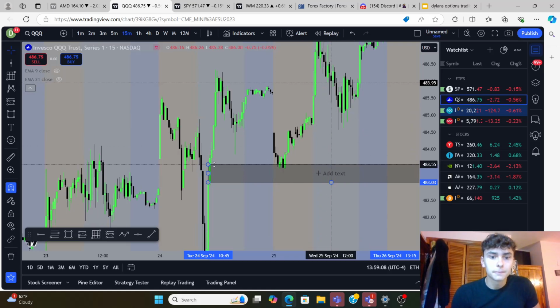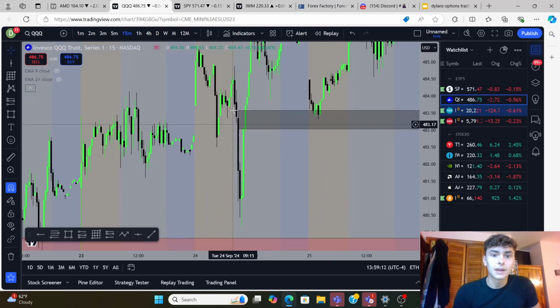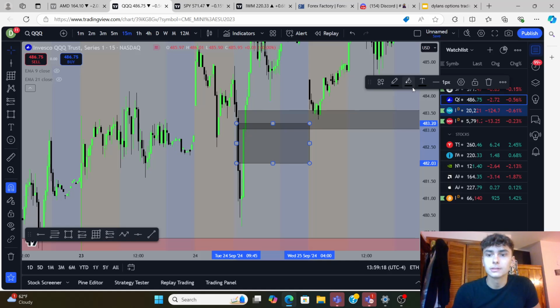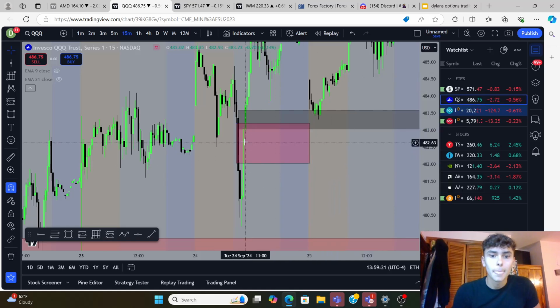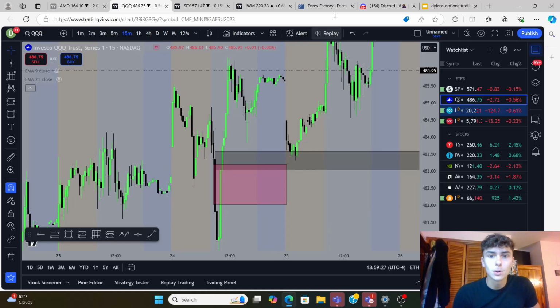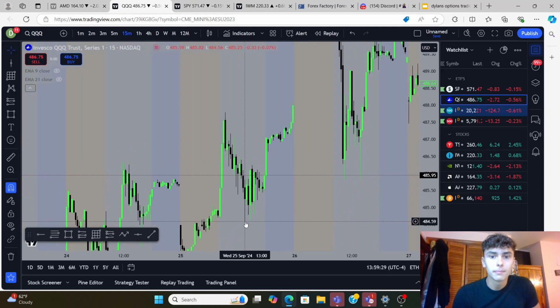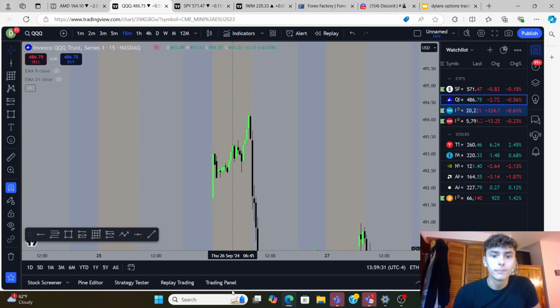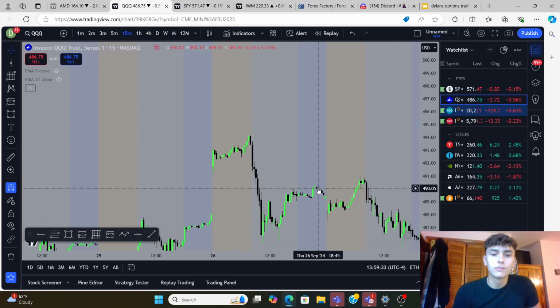Fair value gap, right here on this big move up. And how do we know we're bullish? Because now we just inversed a bearish fair value gap. Notice that? Bearish fair value gap, inversion, pull back to a bullish fair value gap. Boom, boom, boom. Beautiful setups, guys.